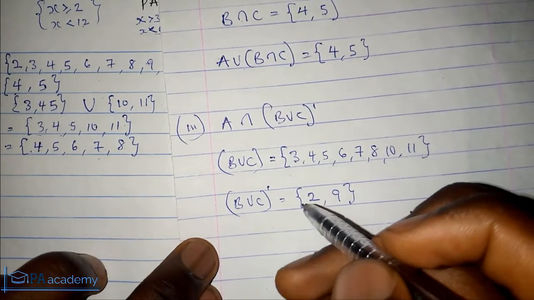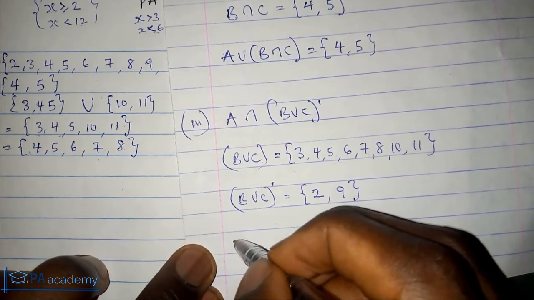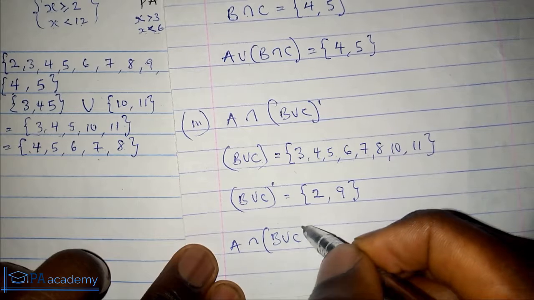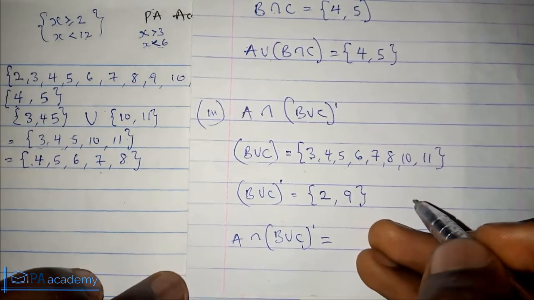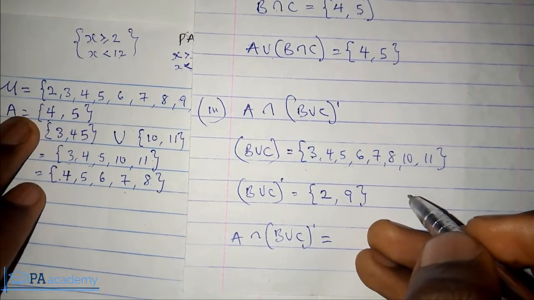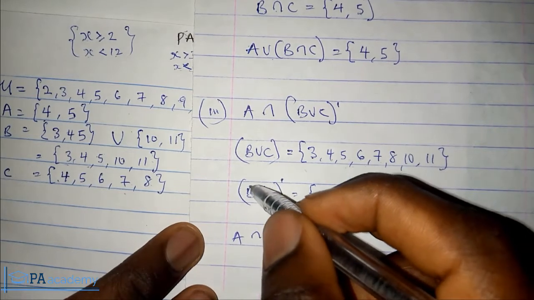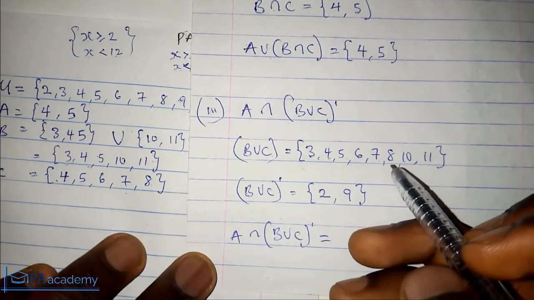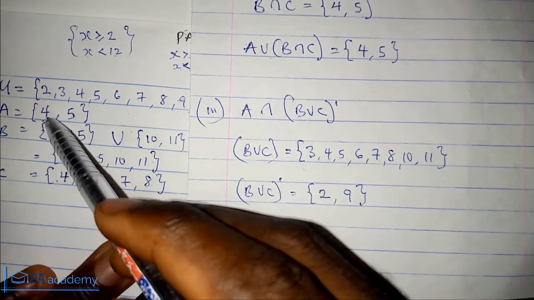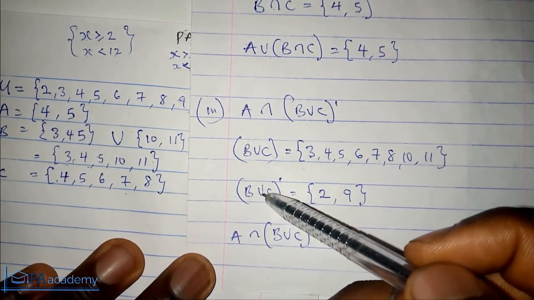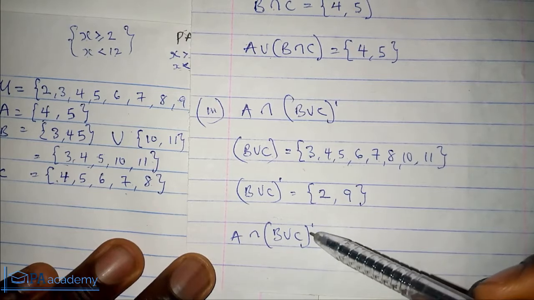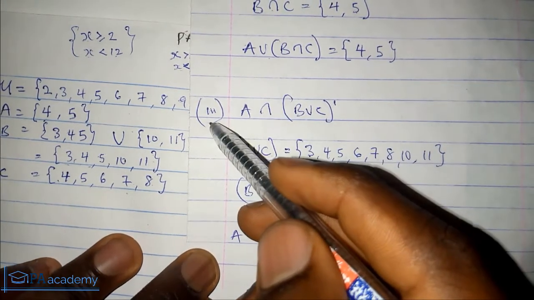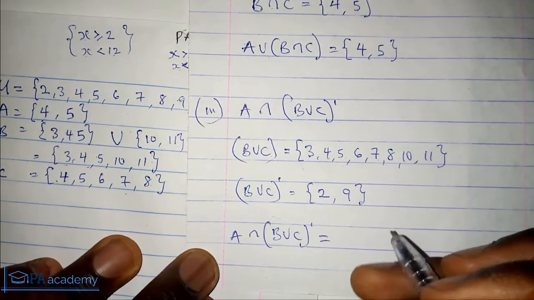So now let's intersect it with A. A intersection B union C prime, so that means we are doing the intersection of A, which is 4 and 5, and this B union C prime, 2 and 9. If you look at these two, you see that there's nothing in common. So the answer for this Roman numeral 3 is an empty set.